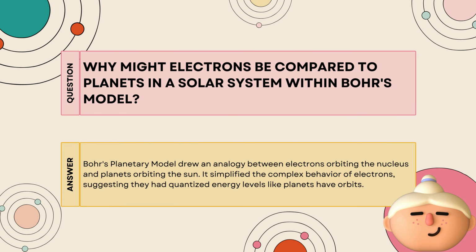Why might electrons be compared to planets in a solar system within Bohr's model? Answer: Bohr's planetary model drew an analogy between electrons orbiting the nucleus and planets orbiting the Sun. It simplified the complex behavior of electrons, suggesting they had quantized energy levels like planets have orbits.